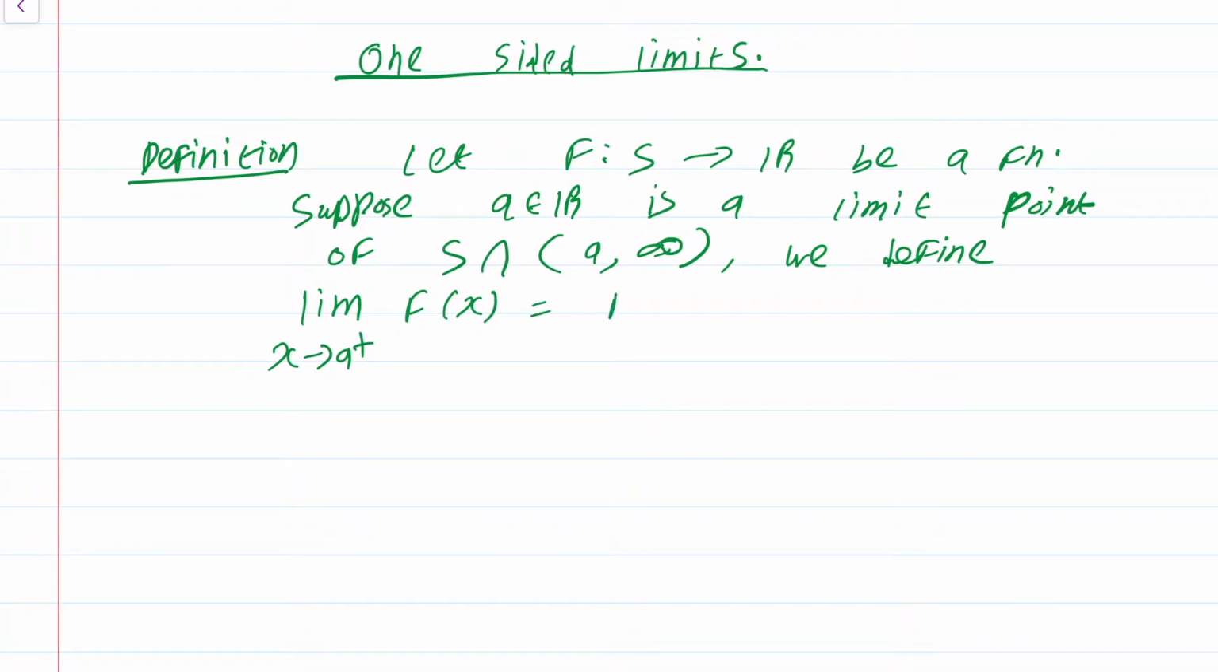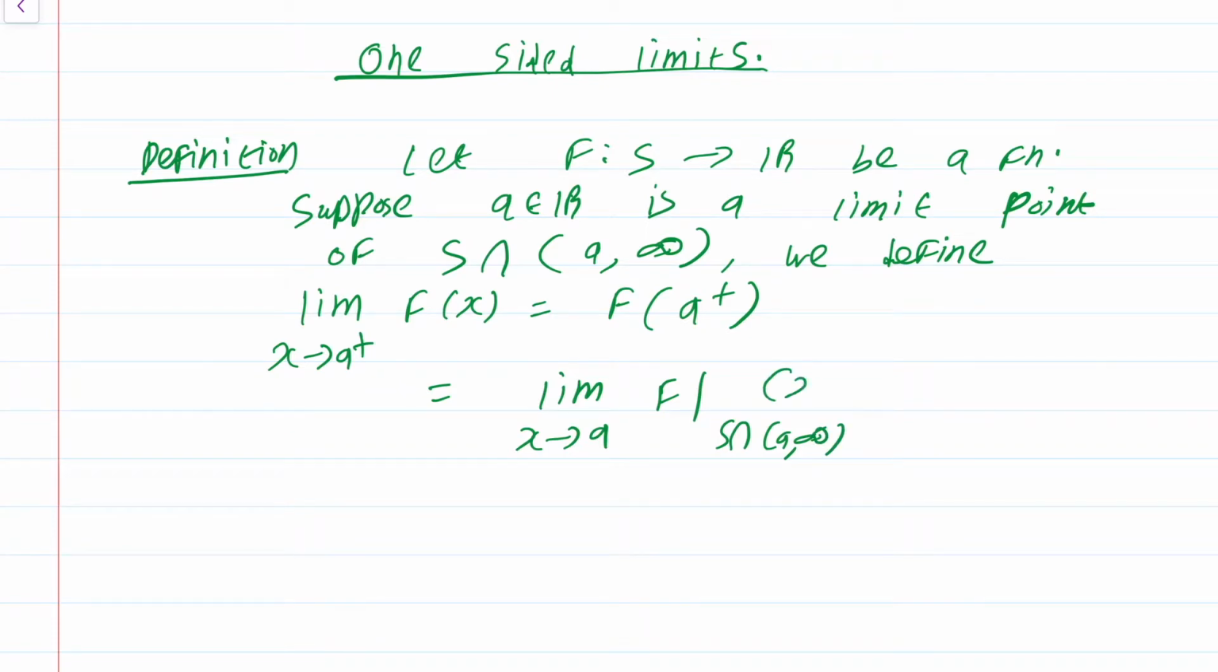This is also denoted f of A plus in many textbooks, the limit x going to A of f of x, but not of the function f, just of f restricted. What we do is we restrict this function to S intersect (A, infinity) and then take limits. Recall, this stands for restriction to S intersect (A, infinity).